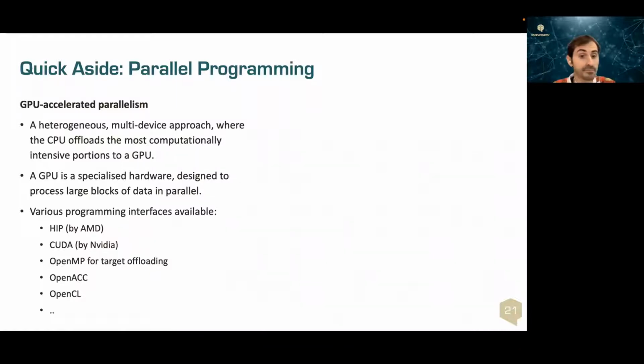There are various programming interfaces available to write programs that use GPUs. There is HIP by AMD, which will become very relevant for phase 2 of Setonix late next year in 2023, CUDA by NVIDIA, OpenMP for target offloading, and others in the list. We're just going to have a very small example of this later in this module.